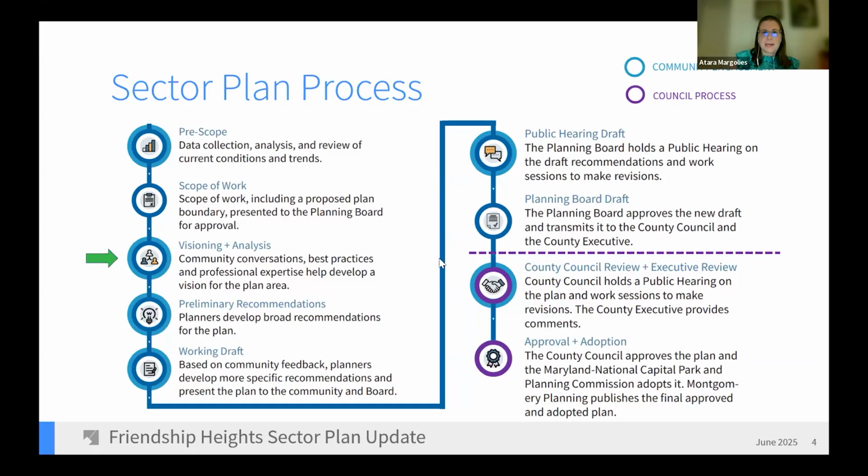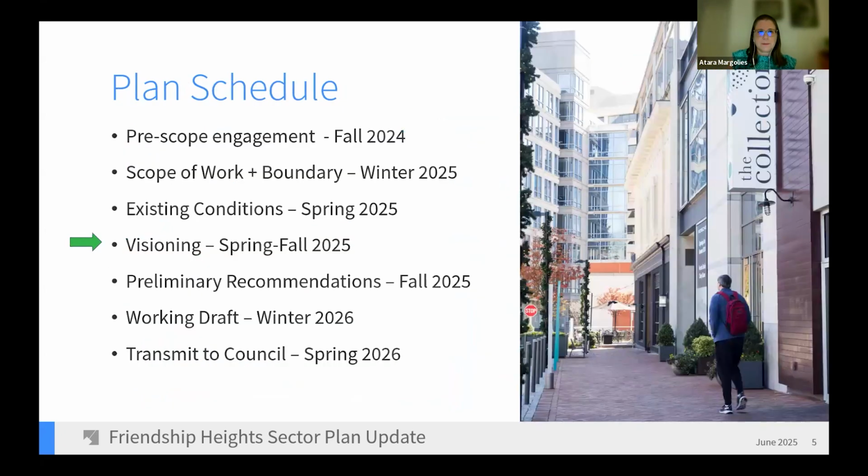As we keep moving through the plan, all of these blue circles are the work that the planning staff does along with the planning board. This takes many, many months to get a draft plan together. And then, of course, that draft plan goes to the county council before it can get approved. So we still have quite a ways to go. There's no plan at this moment. We're just beginning that process of thinking about what Friendship Heights could be in 20 years.